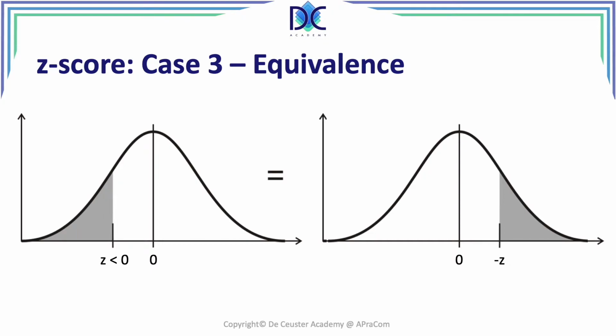Now be careful, minus z is a positive number because z, what we calculated on the left hand side, is a negative number. So minus z is the equivalent z value but larger than 0. And the surface larger than minus z, larger than this value, is equal to the other value. So basically we can use the original z value, the negative z value, or we can use the absolute value of the z value since we have a symmetric distribution.